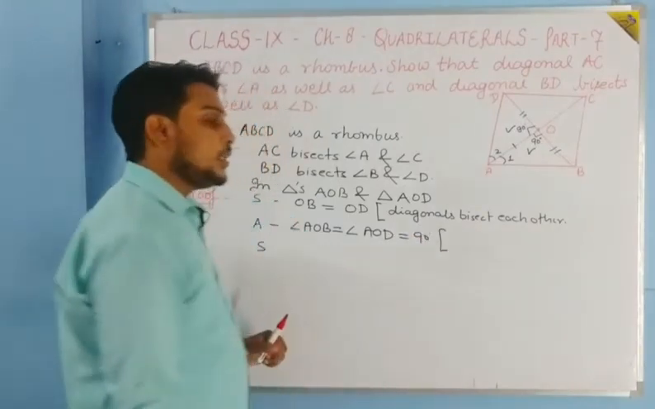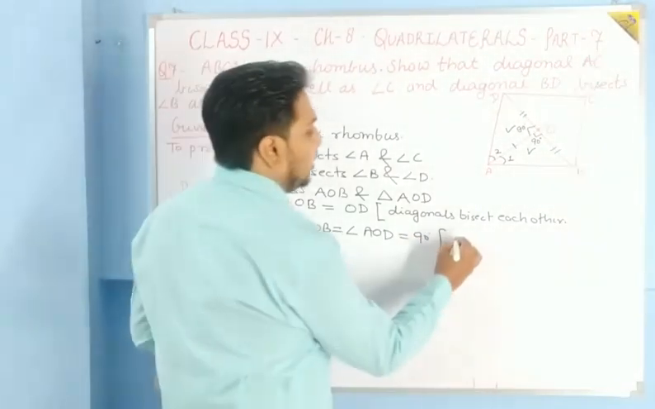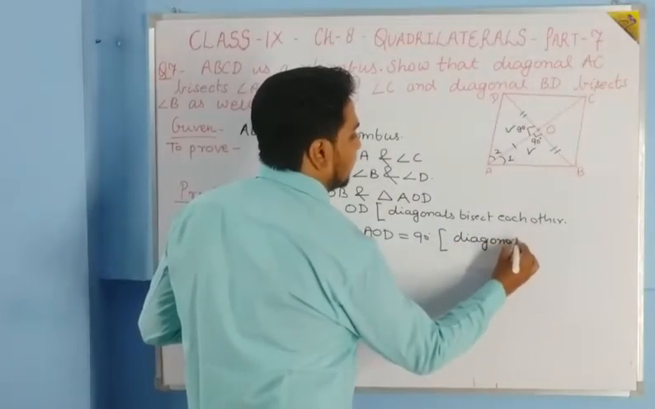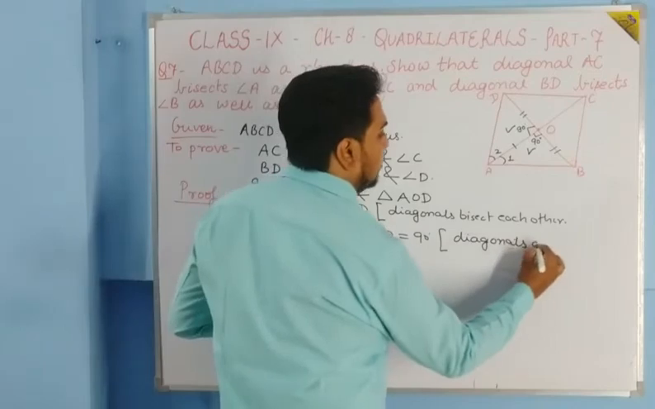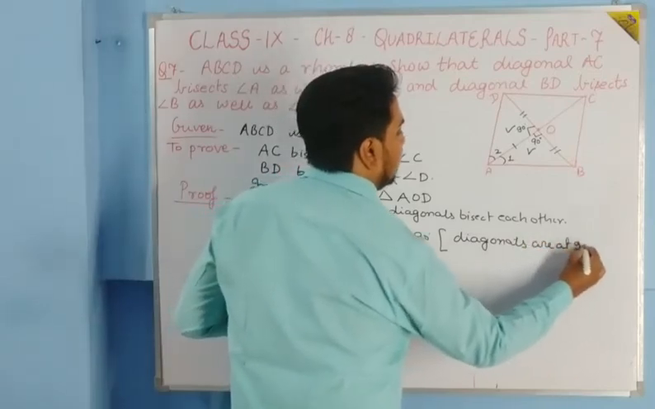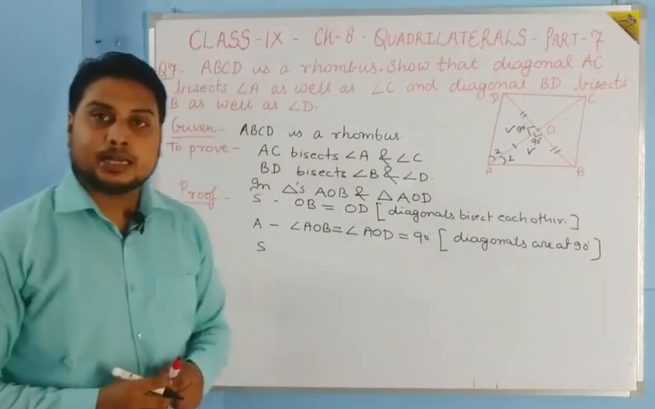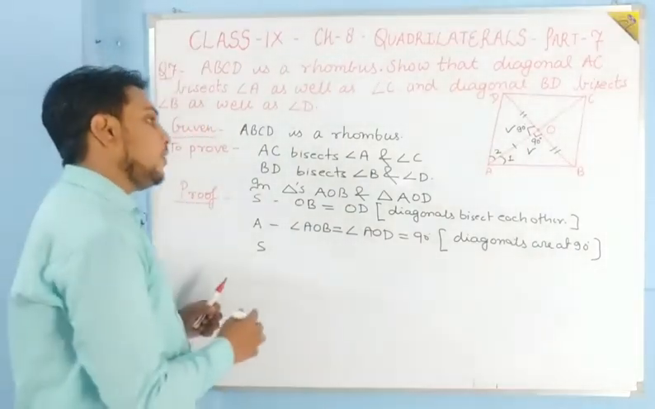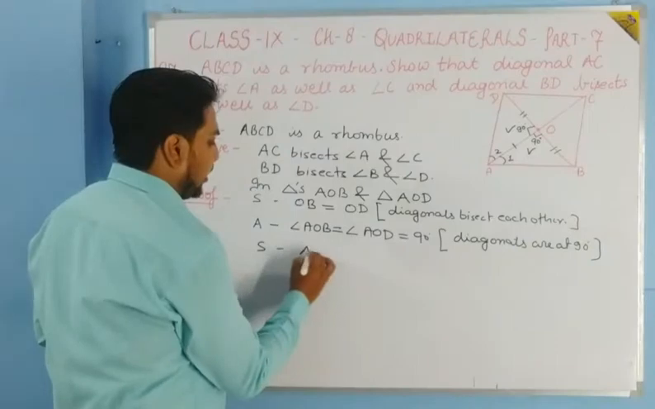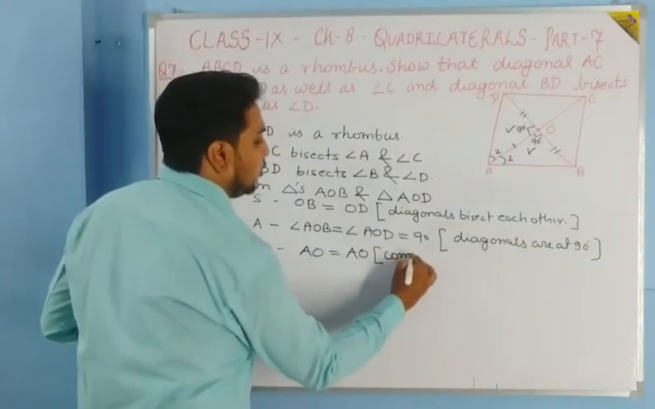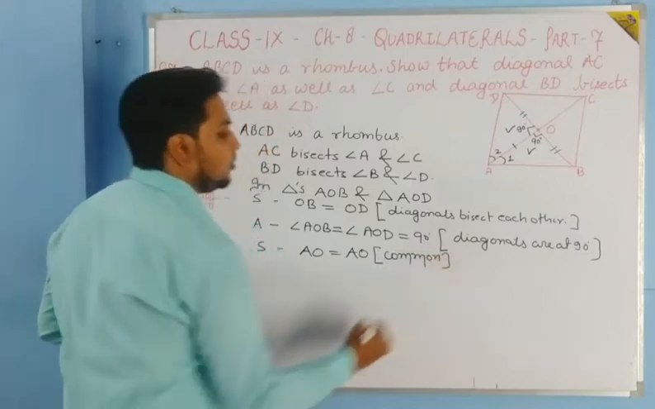Okay, the reason is what? The reason is diagonals are at 90 degree. In rhombus, diagonals are at 90 degree. And the third one is the side, and the side AO, which is common. AO is equal to AO, and this is common.